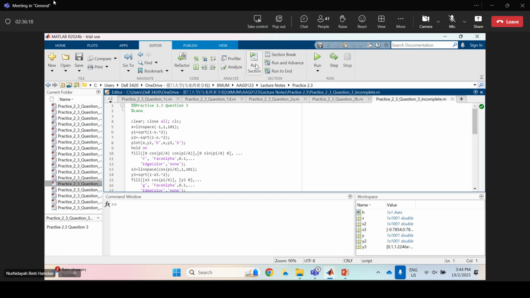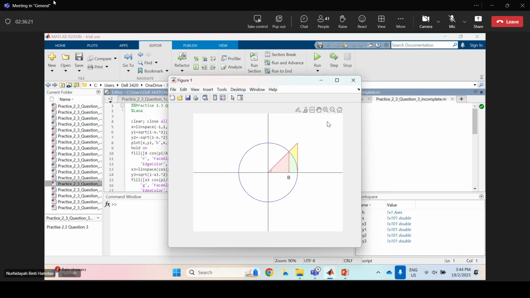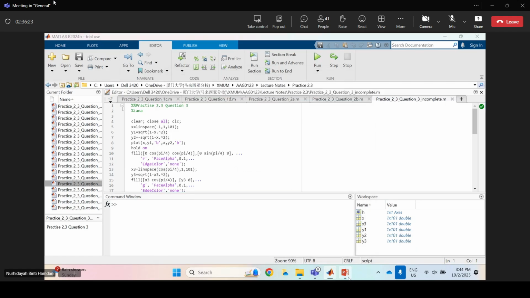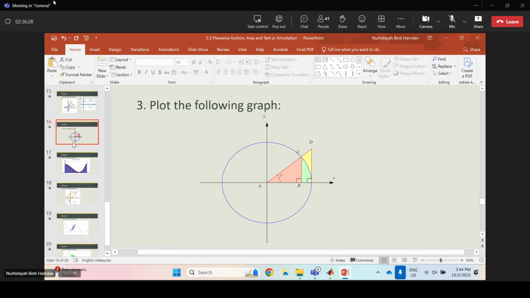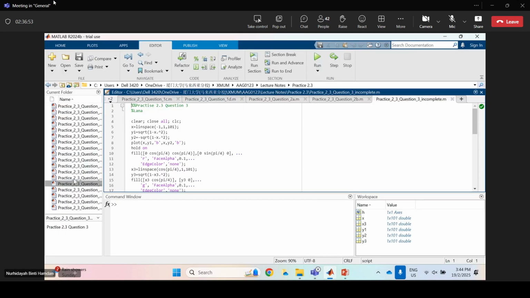Okay, so this is incomplete. Sorry, question 3. This is a circle. We have done circle before. Then we have to use the fill in this, and this, and we have tags here. This is a bit challenging. A graph like this will not be asked for your quiz, of course, but for your minor, maybe yes.